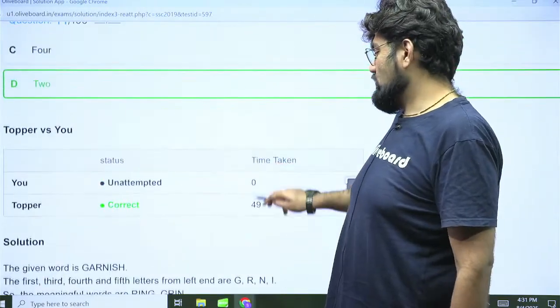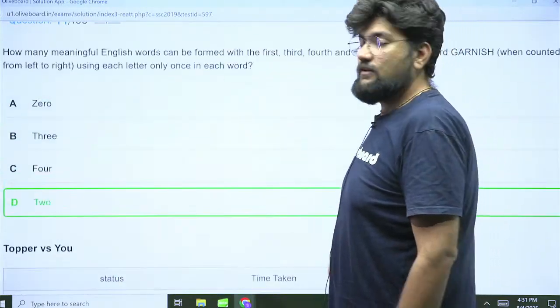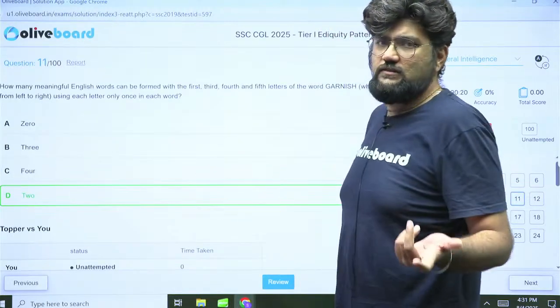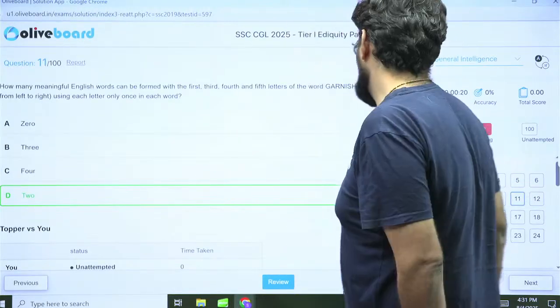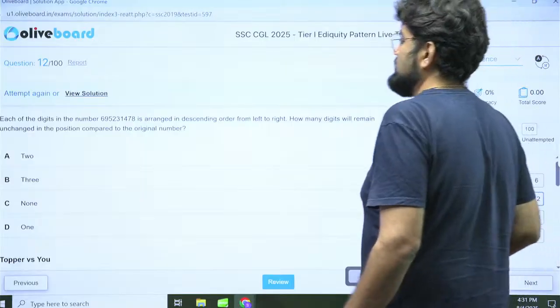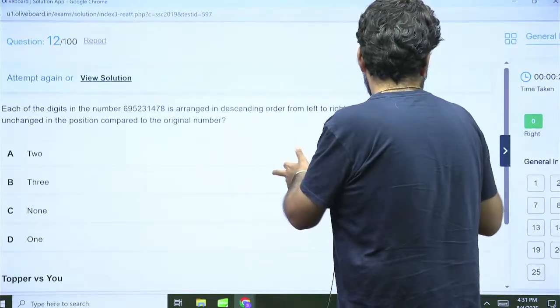A lot of people feel that, okay, vocabulary is what we need to know. If you know the vocabulary, you know the vocabulary. It's that simple. There's no other method which is going to give you a sure shot answer in this case. Okay, next.